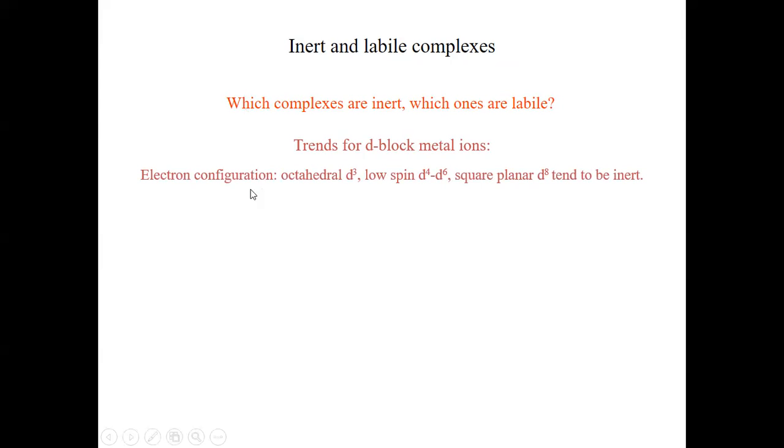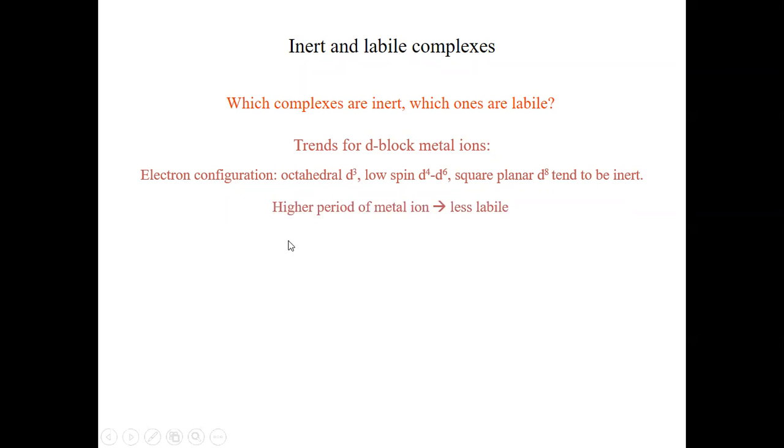Certain electron configurations favor inert complexes and other electron configurations favor less inert complexes. So generally, octahedral d3, low spin d4 to d6, because of high ligand field strength and associated larger bond strengths, as well as square planar d8 complexes tend to be inert. The probability is higher that other electron configurations produce a more labile complex.